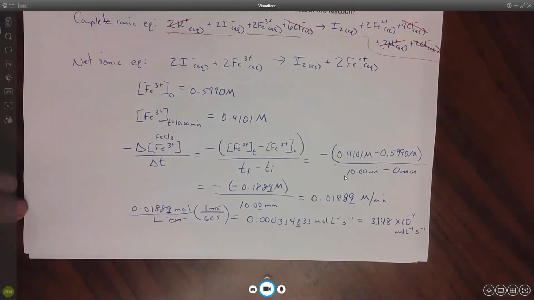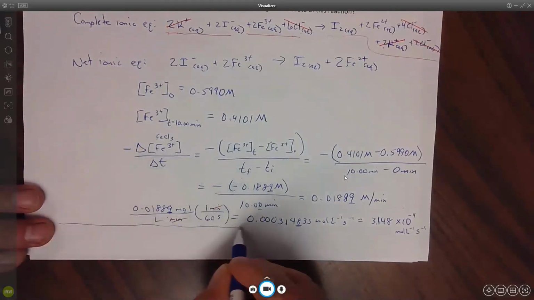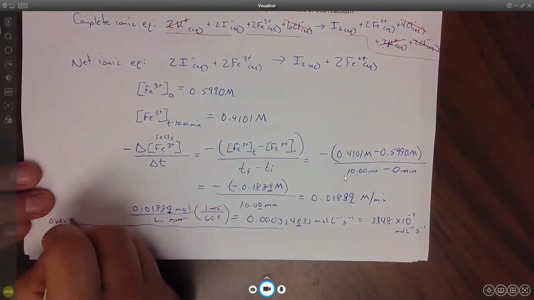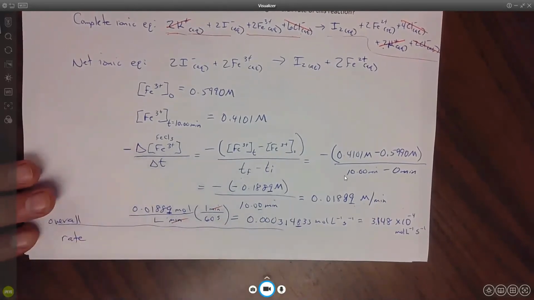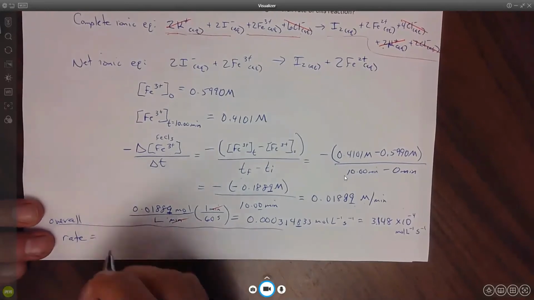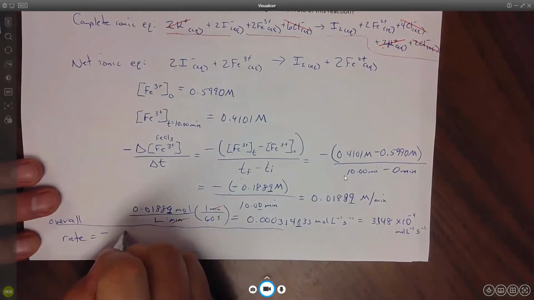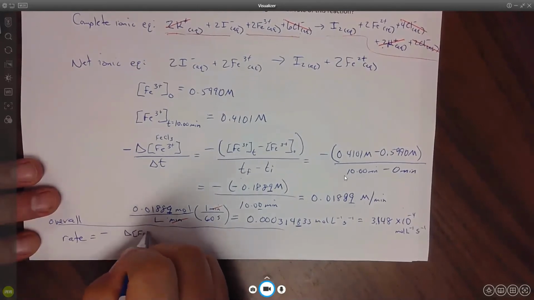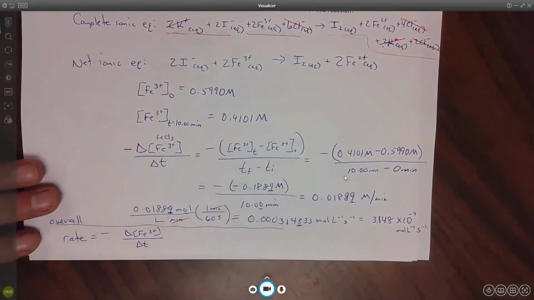Okay. Any questions with that? Okay, now that was the individual rate. What about the overall rate? Well, remember, the overall rate is just going to equal the individual rate. So this was negative the change in the concentration of Fe3 plus over del T, which we know is this value.